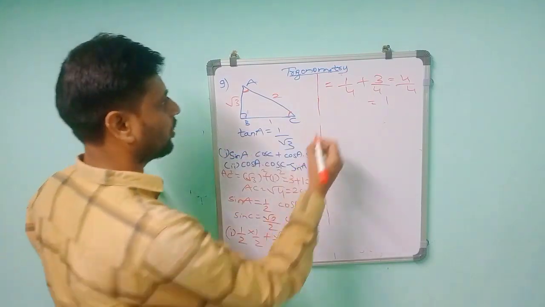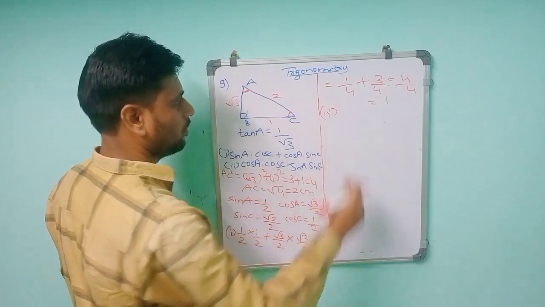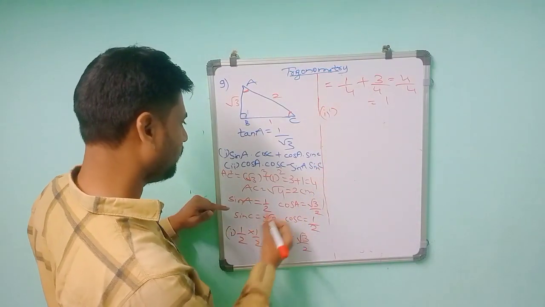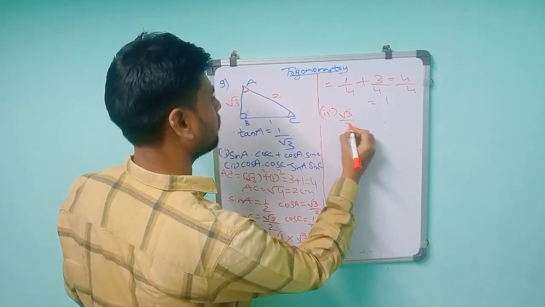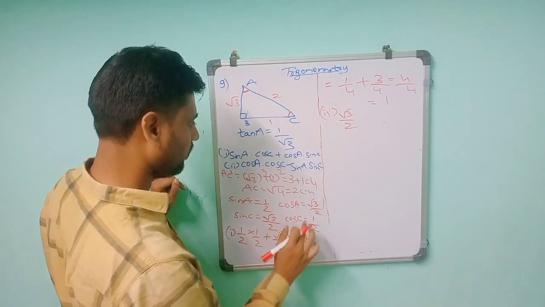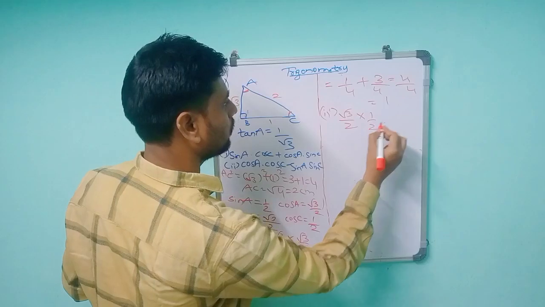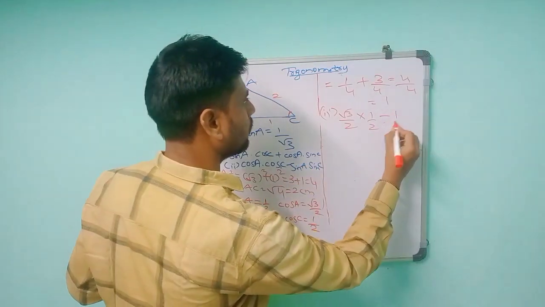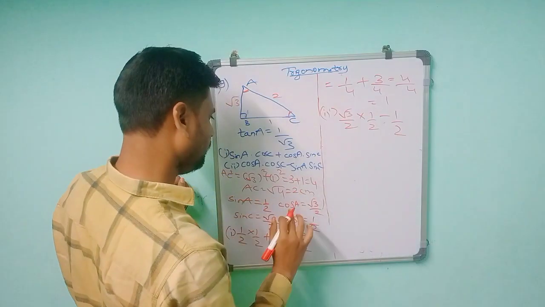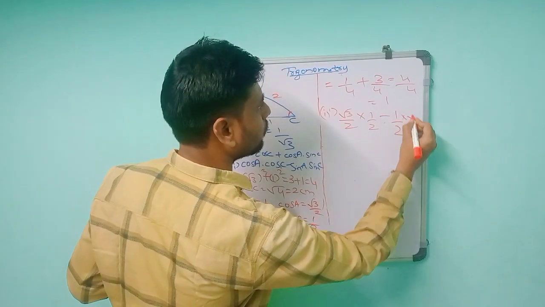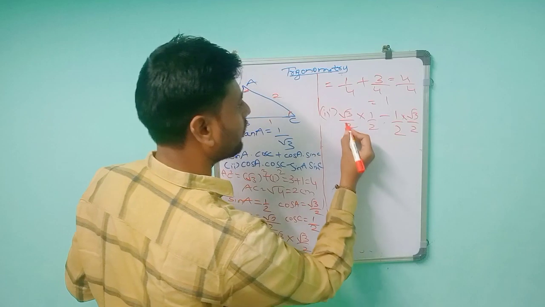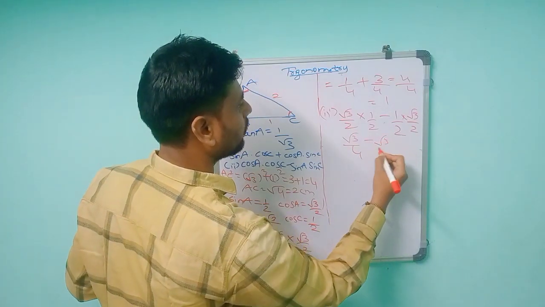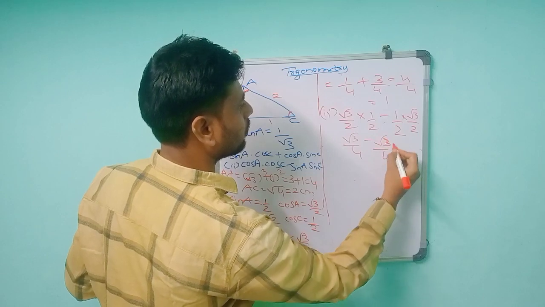Like that, you have to find out the second one. Only you have to put the values. So cos A is nothing but here root 3 by 2. Then cos C is 1 by 2, minus sin A is nothing but 1 by 2 and sin C is root 3 by 2. So root 3 by 2 into 1 by 2 is root 3 by 4, minus this is also root 3 by 4. So it is equal to 0.